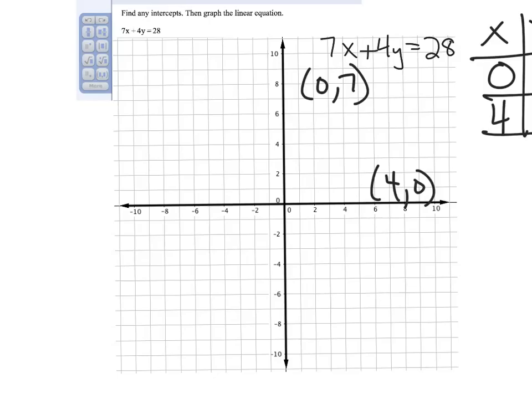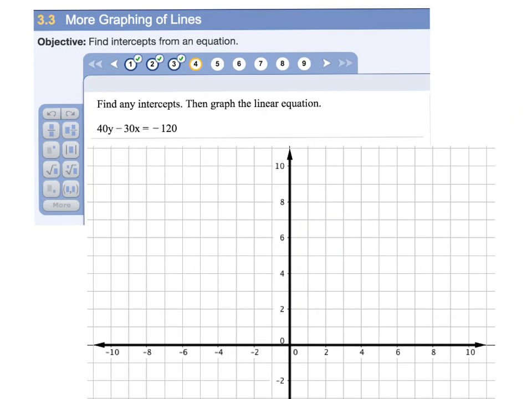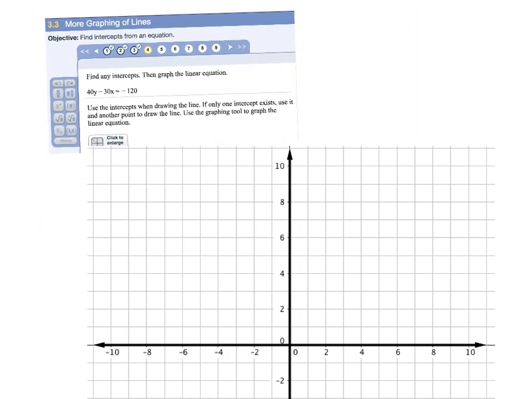And so we have 4, 0. We have 0, 7. And that is our resulting line. All right, again, we're going to be finding the intercepts.